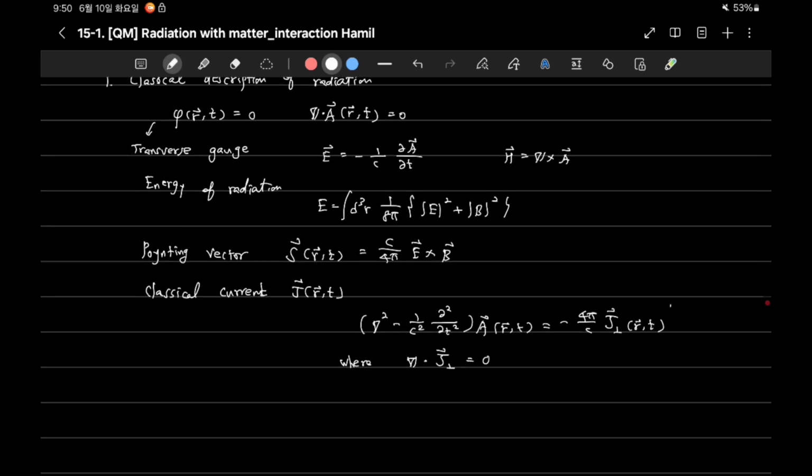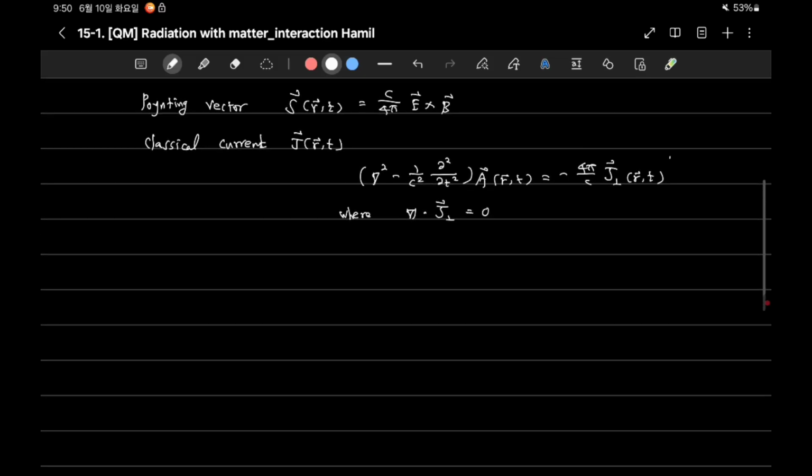From this, we should think about how the electromagnetic field can be dealt with as a quantum mechanical problem. Electromagnetic radiation can interact with matter as quantum mechanical particles like photons. So this classical Hamiltonian can be transferred to the quantum mechanical Hamiltonian. Let's start from the classical Hamiltonian to the quantum mechanical Hamiltonian, and that is the interaction Hamiltonian.